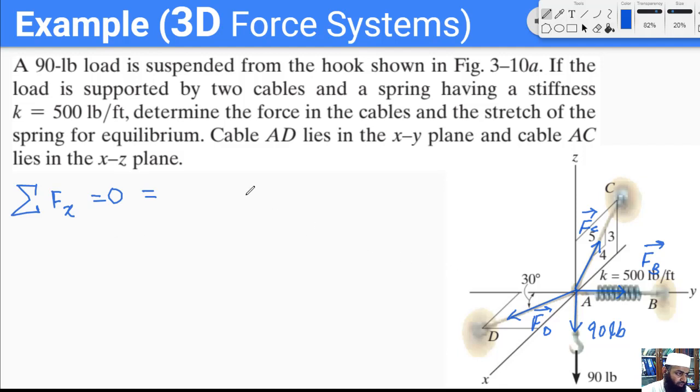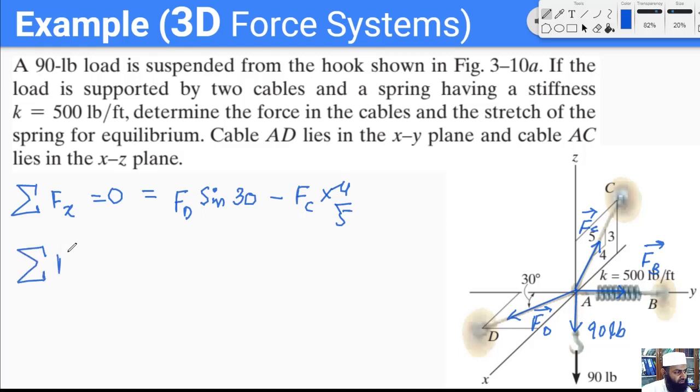We know from this drawing that the X component is FD times sine of 30 degrees, because the X component is this component, and this angle is 30 degrees. Then the X component of FC is going to be in the negative direction, going along the negative X axis. So this is going to be minus FC times 4/5 from the triangle. Okay, so this is the first equation.